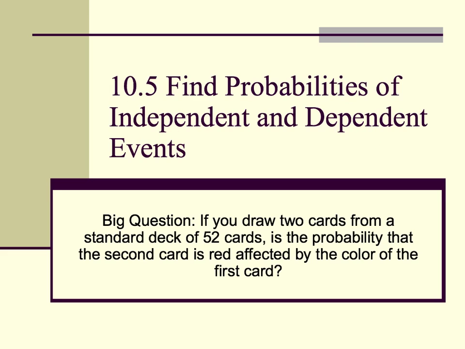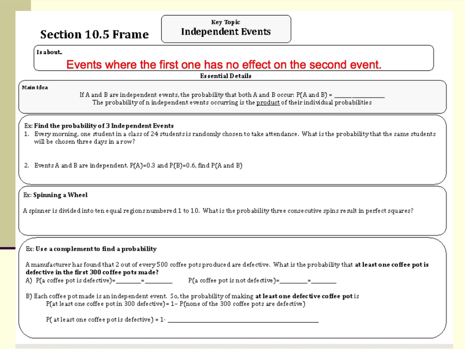Our big question here is if you draw 2 cards from a standard deck of 52 cards, is the probability that the second card is red affected by the color of the first card? So let's look at our frame.